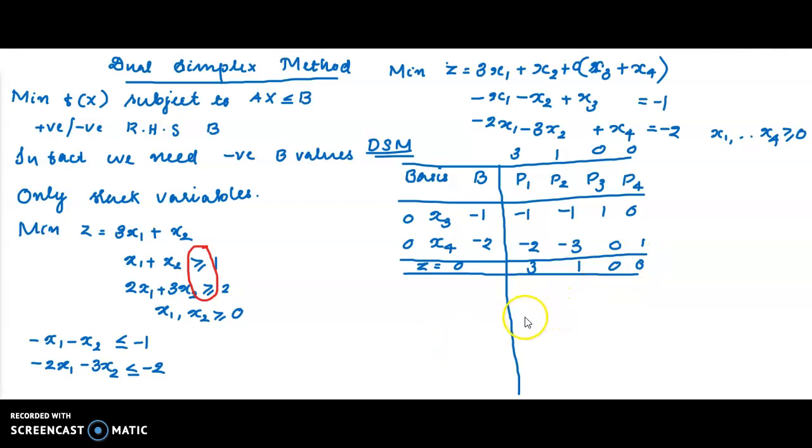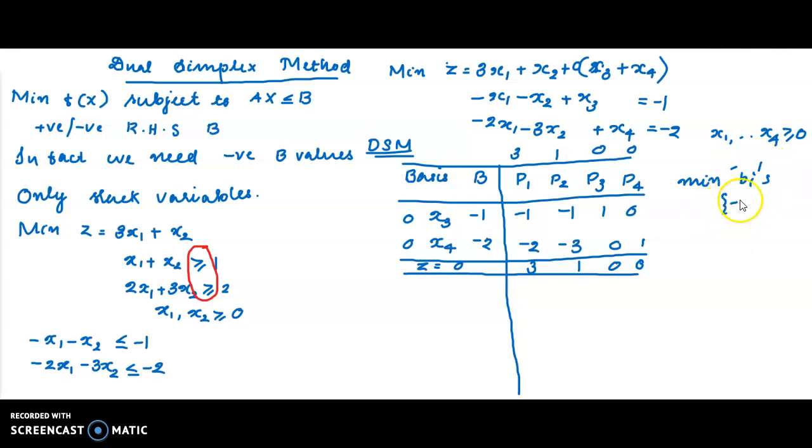Now how can we proceed? In the simplex method we take the most negative net evaluation, but there is a difference here. The basic solution is actually infeasible: x3 equal to minus 1, x4 equal to minus 2, negative values. Our aim is to make it feasible. We take the minimum of the negative b_i's.